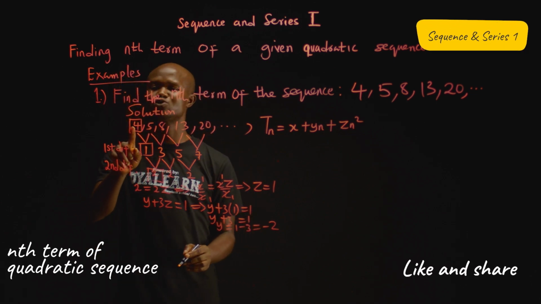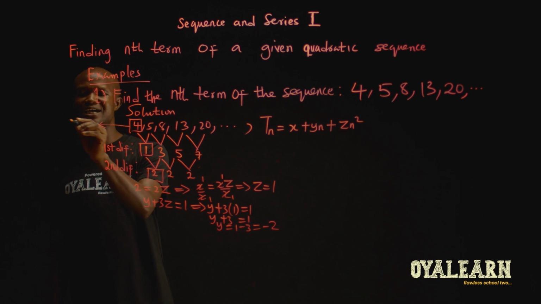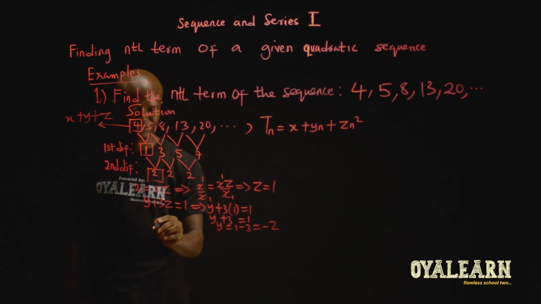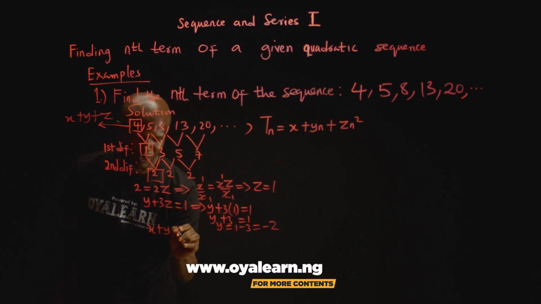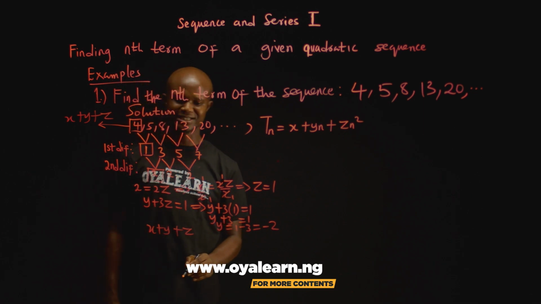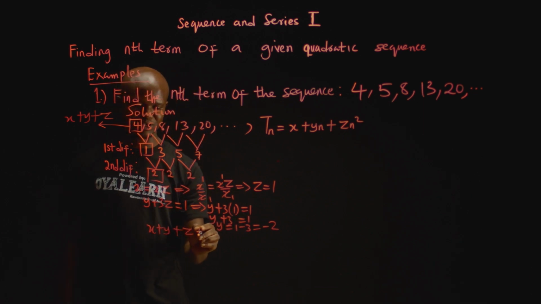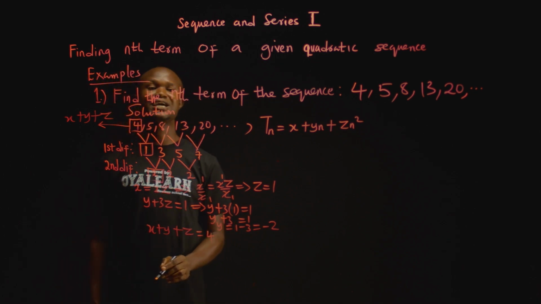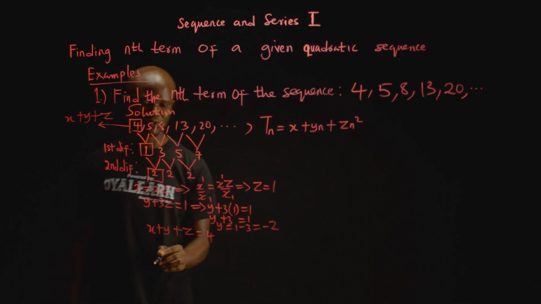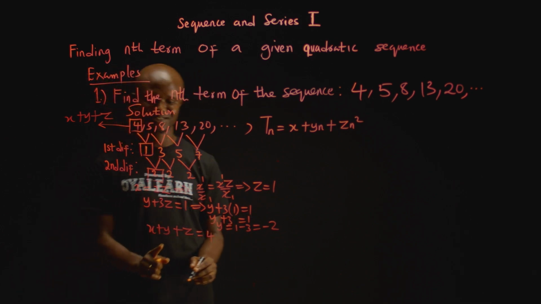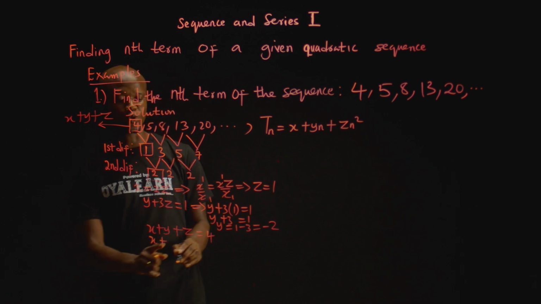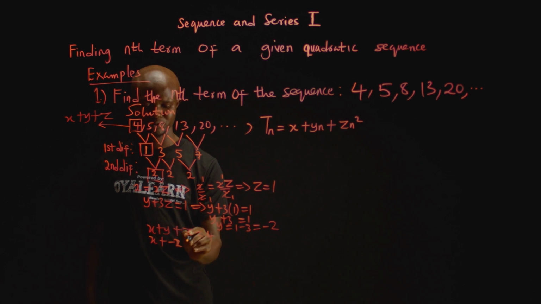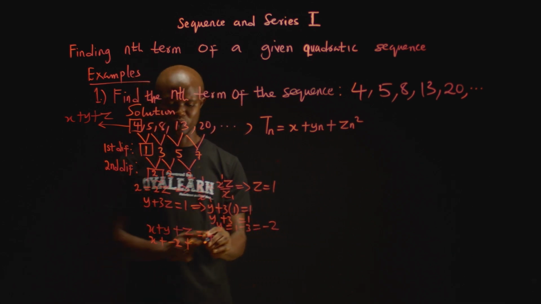Here, this 4 we have here represents x plus y plus z. That's the first term. So x plus y plus z equals 4. We are looking for x, so we substitute for y. Y equals minus 2, and z equals 1.